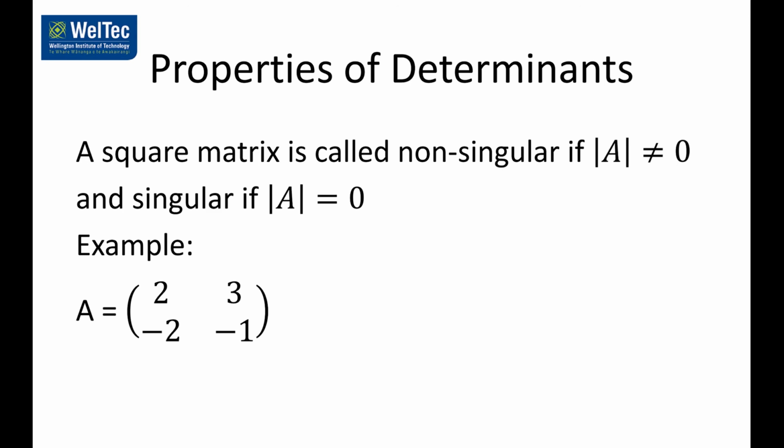By definition, a square matrix is called non-singular if the determinant doesn't equal 0, and singular if the determinant does equal 0. Let's have a look at the example here. The determinant is negative 2 times 1 minus negative 2 times 3, so it's 4. So this is a non-singular matrix.